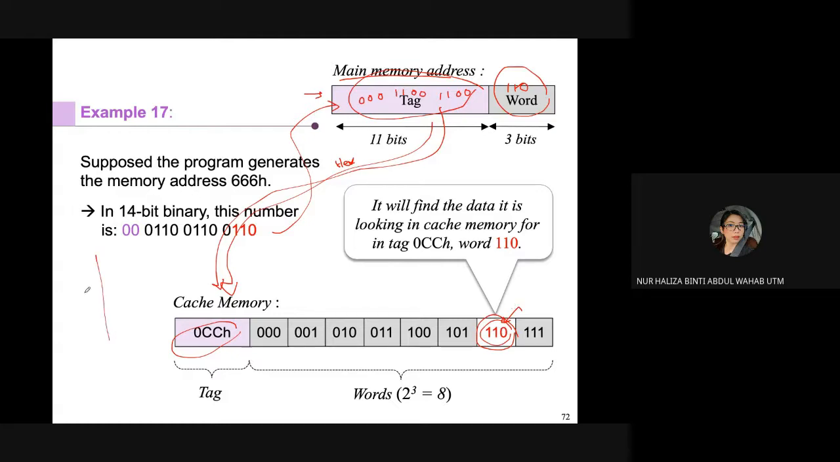Like previously, you have the table, right? Content. So let's say you have the cache memory of 0CCH and then your words is 110. What is the content inside this? Because you have basically many, but for the equation over here for 6666H, you're going to look into one only, which is the 110 value. Let's say over here is FF. So this is the content that you need to update to your cache.